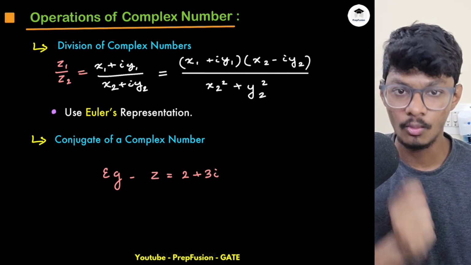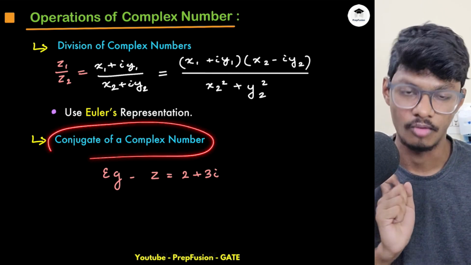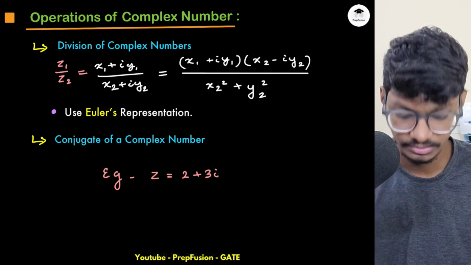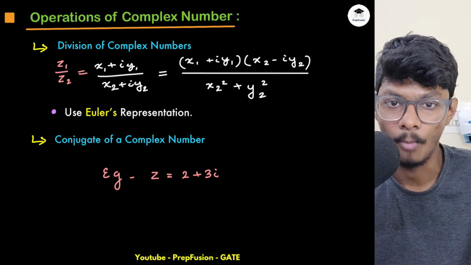Okay. Now another operation is the conjugate of a complex number. So what is the conjugate of a complex number? Let's say I have a complex number z equal to 2 plus 3i.